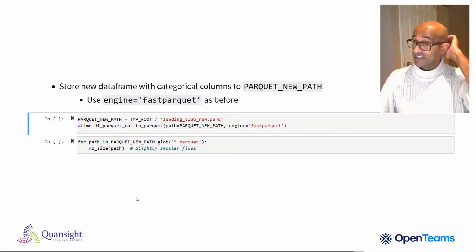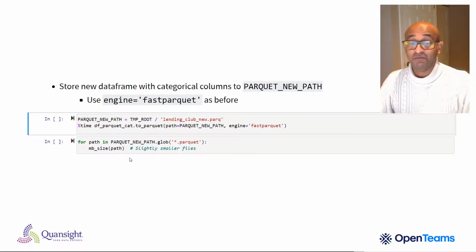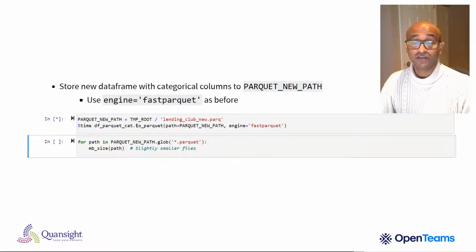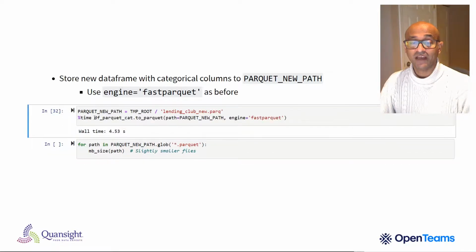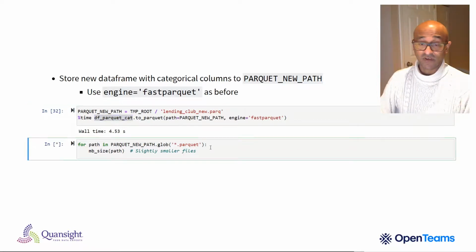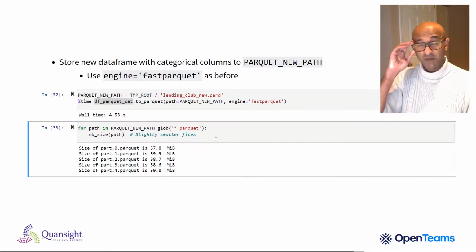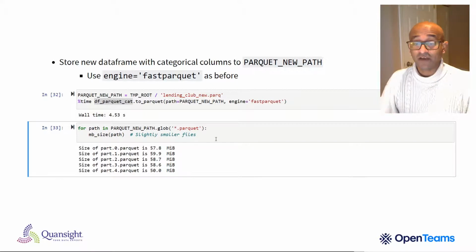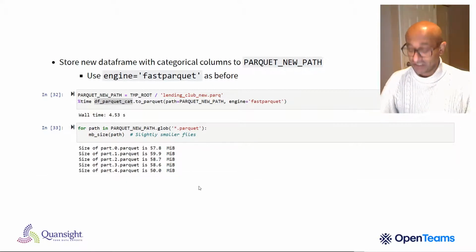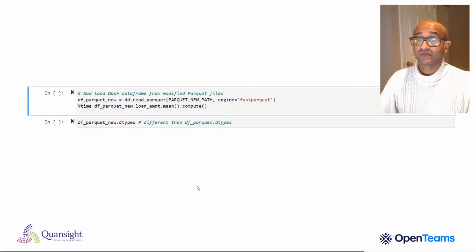So let's capitalize on that a little bit more. Let's make a new place for a new Parquet store, and we'll use the same command we did before. We use the toParquet method to take this data frame that we loaded from Parquet and categorized, and now we're storing it back to disk. So if I look now in my new path, we have some smaller files. Remember before they were about 75 megabytes, now they are about 50 megabytes in size each. So we've got a little bit more efficiency.